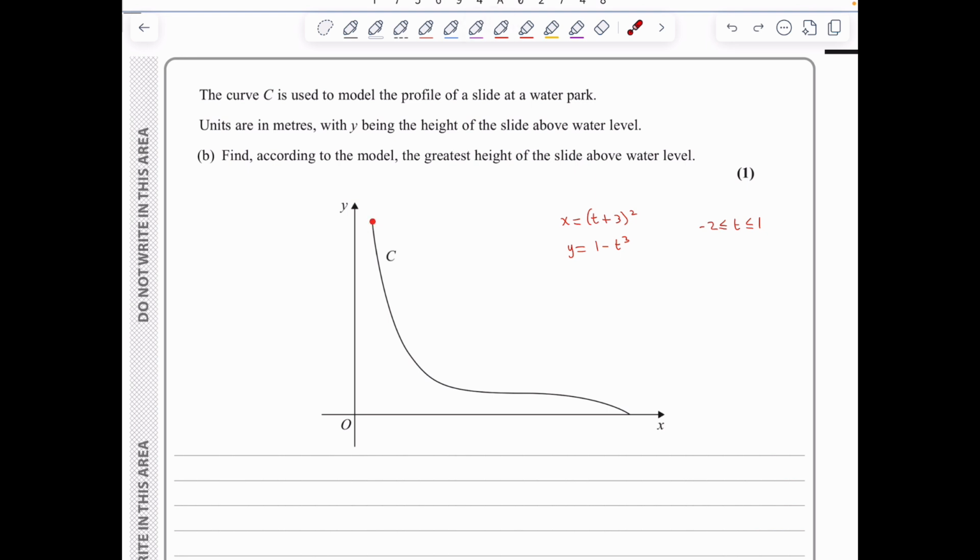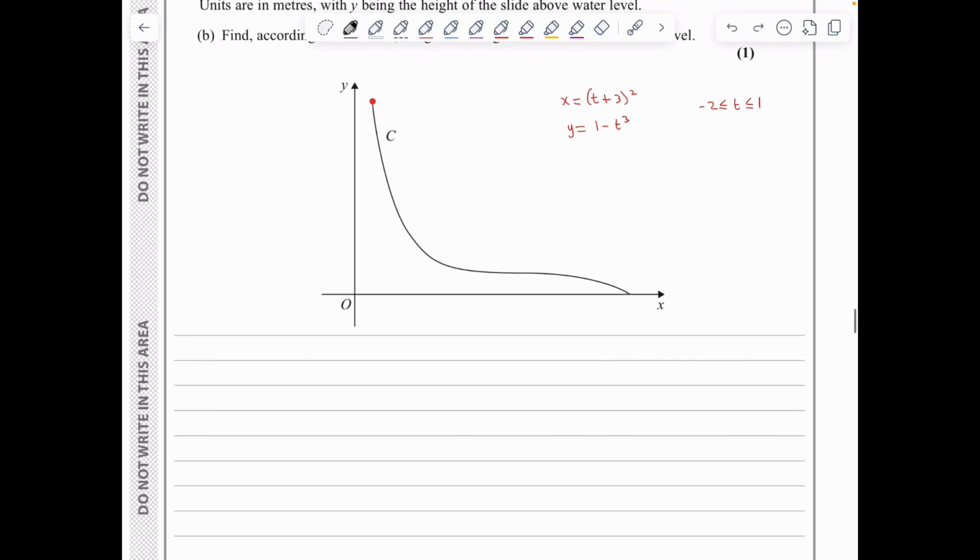We can see that y is a maximum when t is -2, because -2 to the power of 3 will be -8, and then I'll be doing 1 minus the -8 to get this maximum. So I will simply say that when t is equal to -2, we get that y is 1 minus the -2 cubed, which gives an answer of 9. And to claim these marks, since this is a modeling question, I need to include units. Therefore, the greatest height above water level is found to be 9 meters.